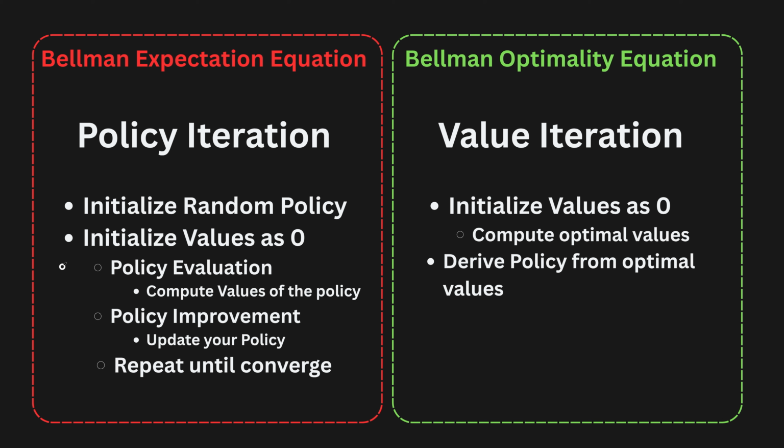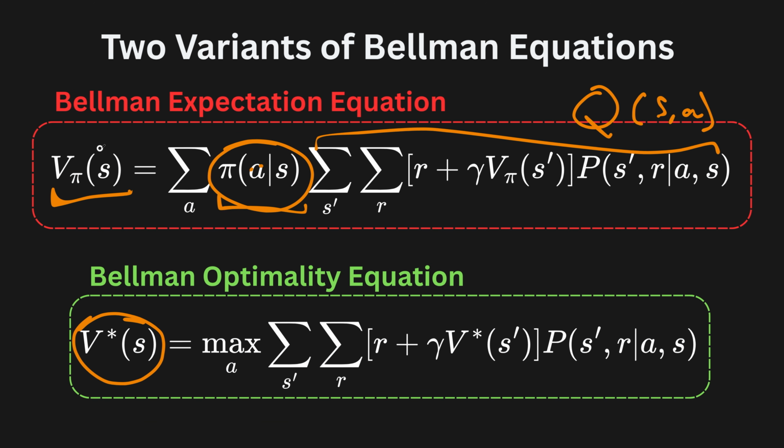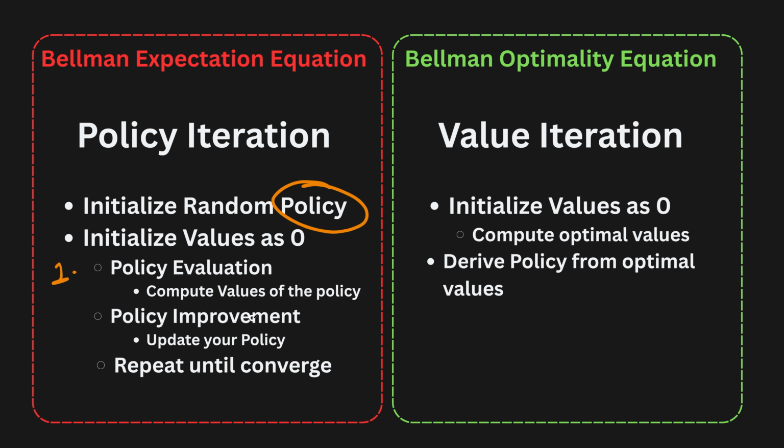And so there are two steps. Step 1 is the policy evaluation step. For this random policy that we just created because we don't know any better yet, go ahead and compute the values of the policy. So that's this equation, which allows us to compute the values of our game given this policy.